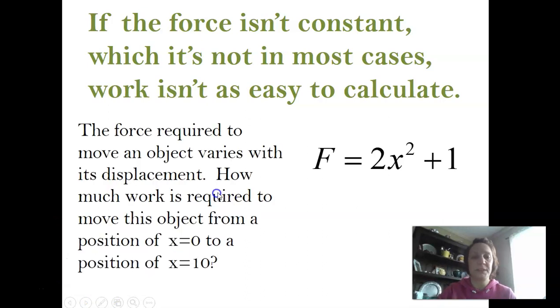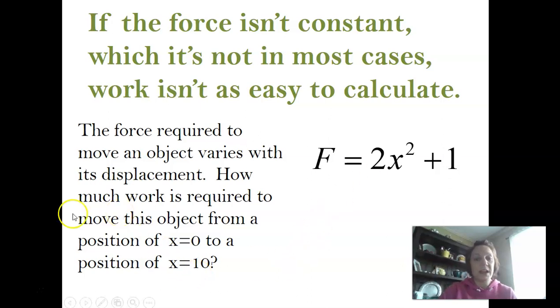Okay, so let's see here. Here's an example of a problem like this. It says the force required to move an object varies with its displacement. So in this case, instead of giving us a numerical value for force, we have an expression. The larger x gets, the bigger the force is. When x is 0, the force is only 1 newton. When x is 2, my force is going to be 9 newtons.